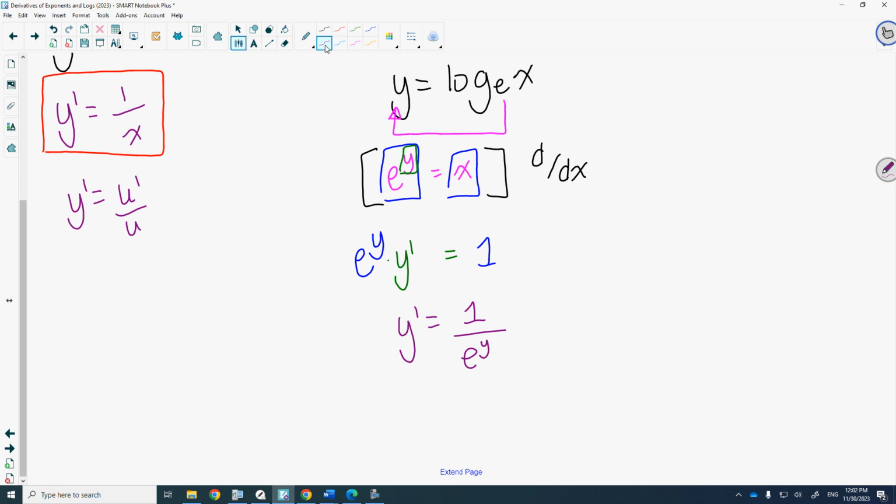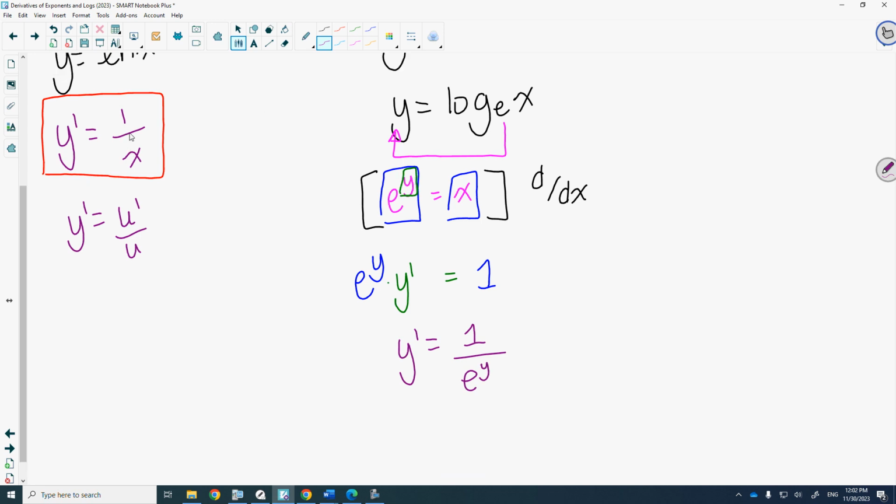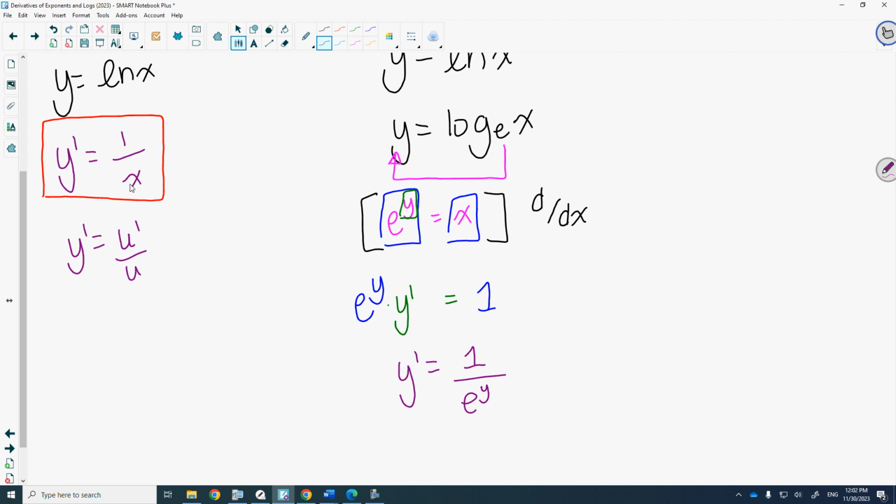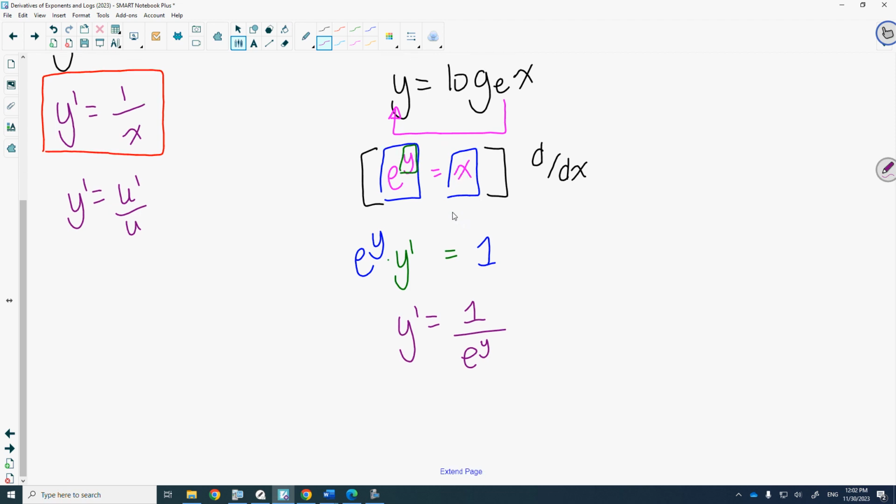So you might say, okay, the derivative we know of the natural log of x is 1 over x. I have over here 1 over e to the y. How am I going to get 1 over x from this? Well, before we took the derivative, we showed up here that e to the y is equal to x. So e to the y is equal to x. Therefore, the derivative of the natural log of x is 1 over x.